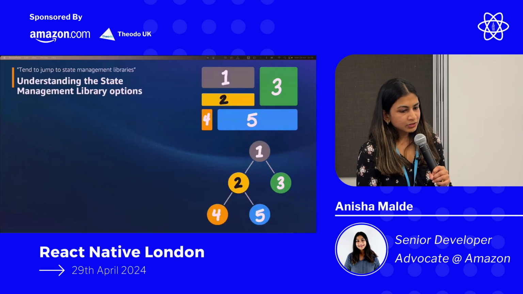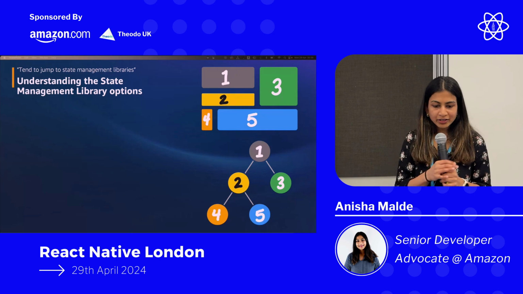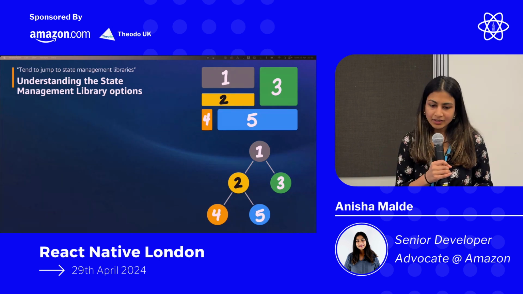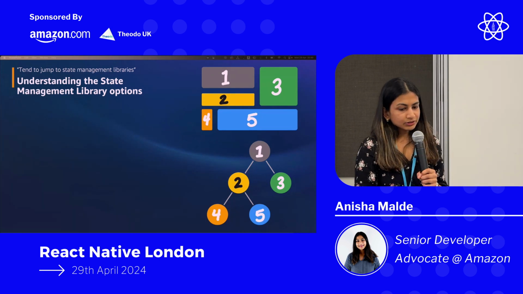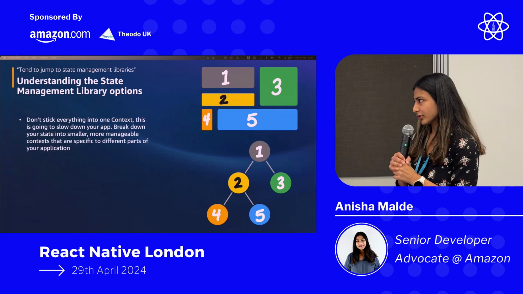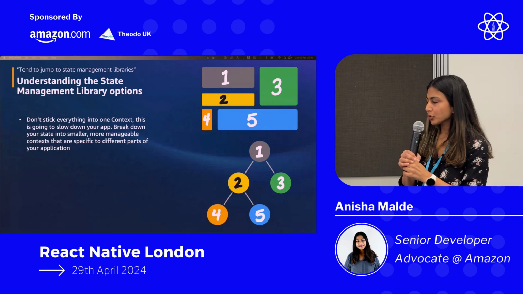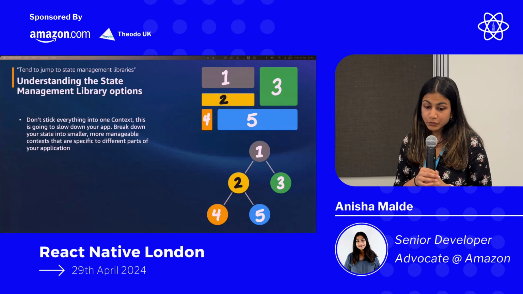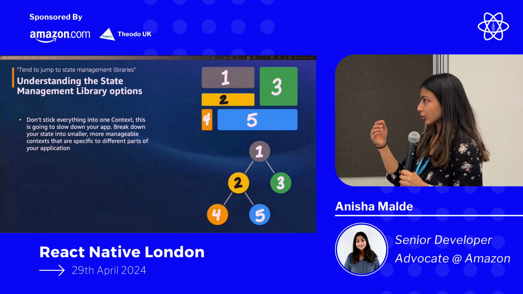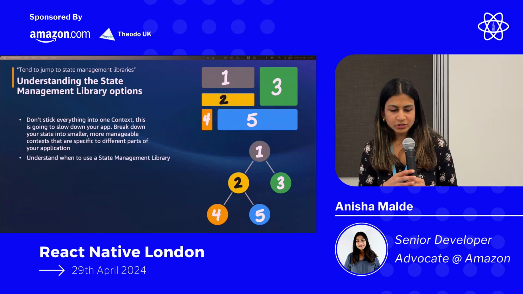And then for state management libraries, and this was actually the real reason I did this talk, so that's why I kind of jumped to it quicker, understand your options. First of all, don't stick everything into one context, as this is going to slow down your app. Break it down into smaller, more manageable contexts that are more specific to your application. And then understand when to use a state management library.